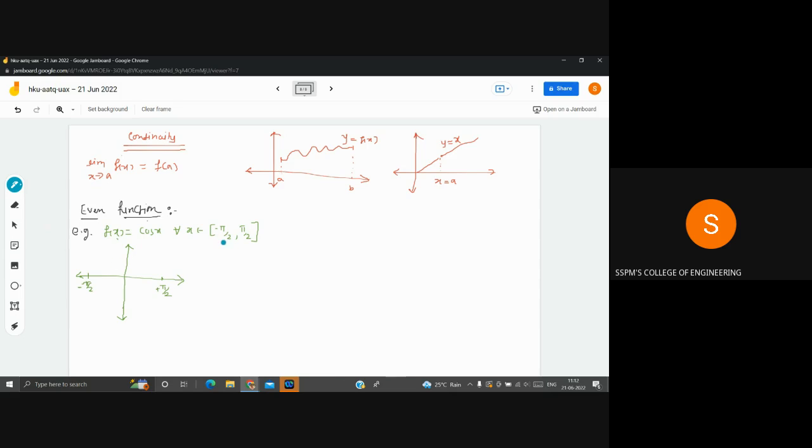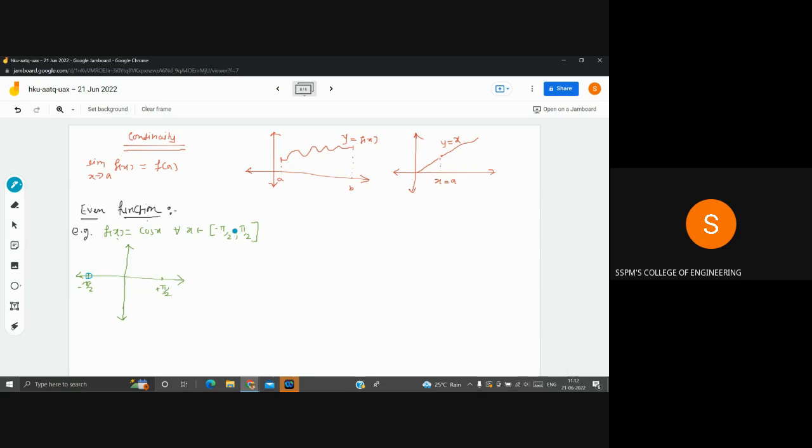So at x is minus pi by 2, we need to take only 3 more points, not a large number of points. So minus pi by 2: cos of minus pi by 2, cos of a negative angle is cos of the angle, that is cos pi by 2, and cos pi by 2 is 0. That means this point will be on the negative x-axis.